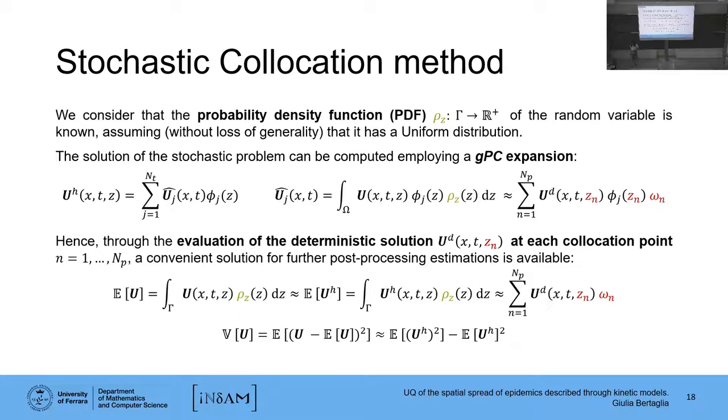So just a very brief review of the stochastic collocation method. To apply this method, we need to know the probability density function of the random input. So we assume that we know it. For example, we can consider it has a uniform distribution, but it can be, for example, a Gaussian distribution. So the solution of the stochastic problem can be computed employing a generalized polynomial chaos expansion, for which the approximate solution is obtained as a series of orthogonal polynomials, orthonormal with respect to the PDF.